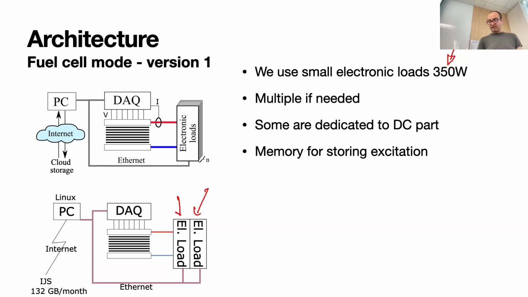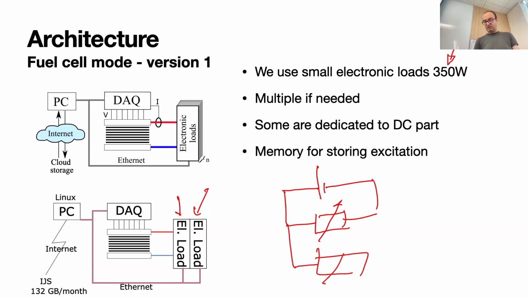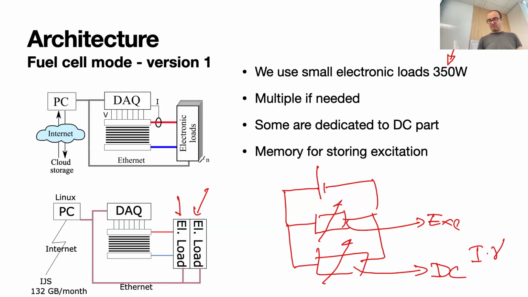So if I draw this again in an electrical circuit, I will draw the fuel cell as a battery, and then we will have electronic load 1, and in parallel, electronic load 2. What we usually do is use the first electronic load to set the DC value, so we go to a certain IV point, and we use this one to do excitation.